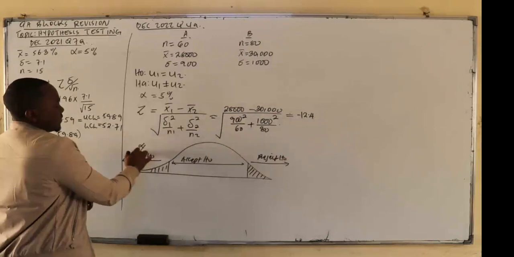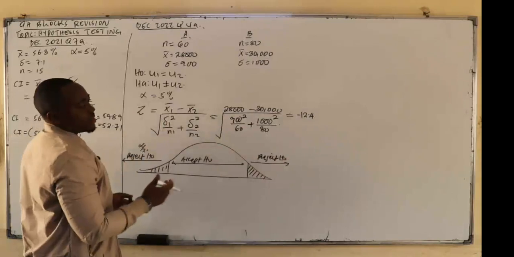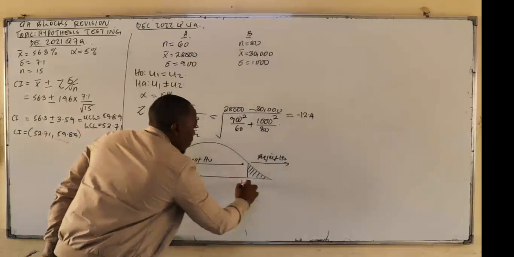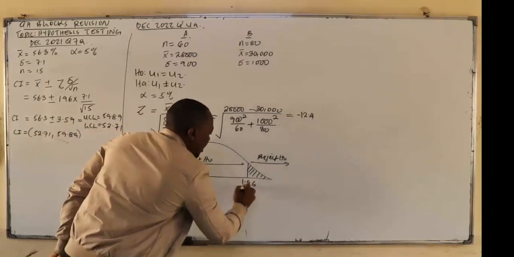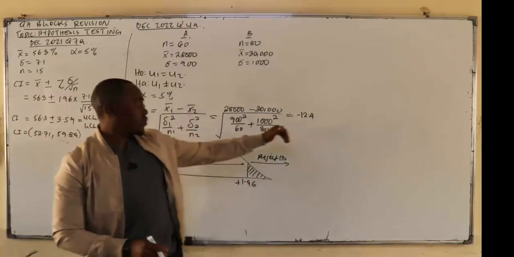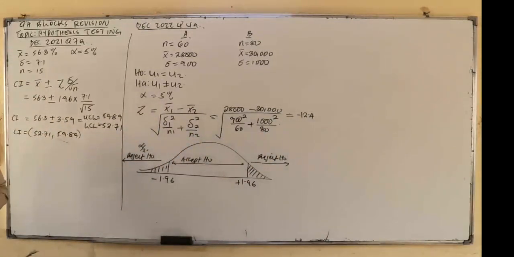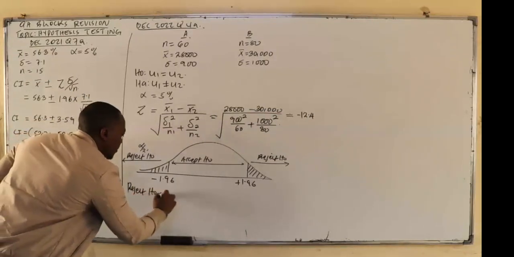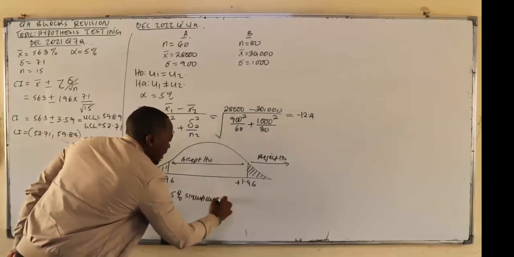And this one is alpha over 2. So if you're using 5% and it's a two-tail test, Z automatically will be negative 1.96 and 1.96, but positive. Then you ask yourself, now Z calculated is negative 12.4. Does it fall in between the acceptance region or rejection region? Rejection. So you reject the null hypothesis at 5% significance level.